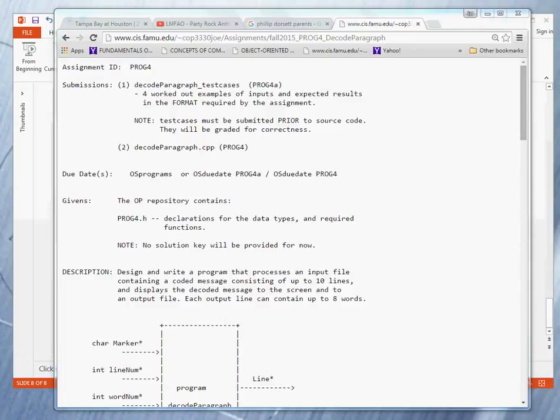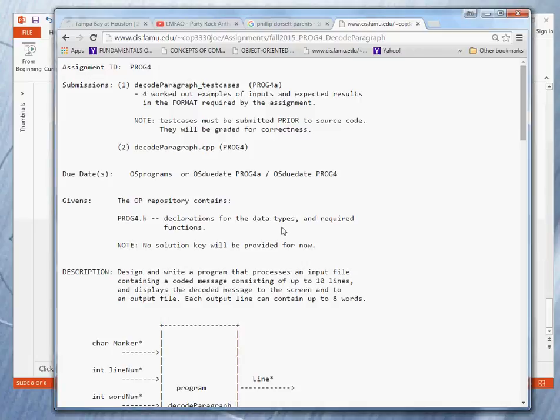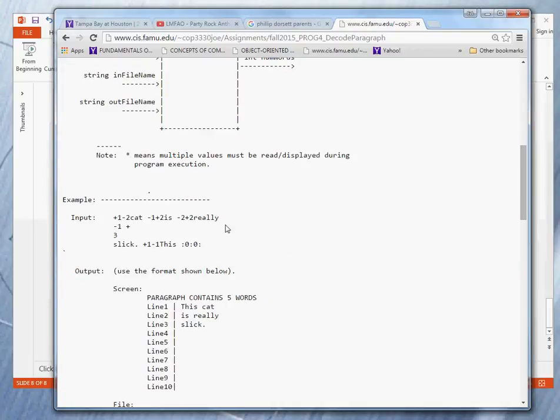I want to give you some insights into program number 4. The assignment is posted on the website. It's an extension of program number 3. Here's an example of the input. The input includes some numbers that indicate which word within a line (negative numbers) and which line within a paragraph (positive numbers).